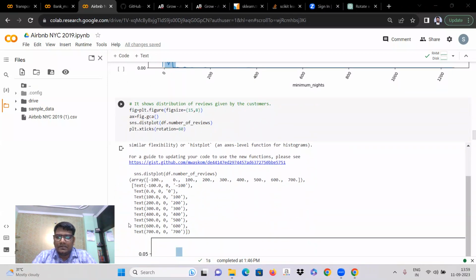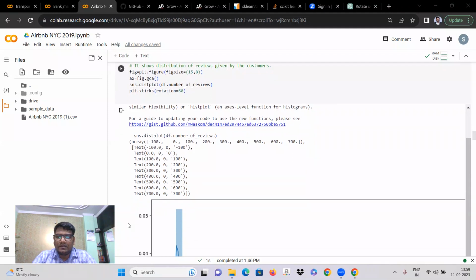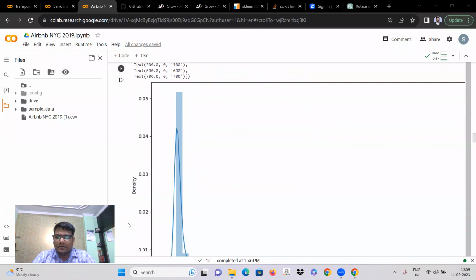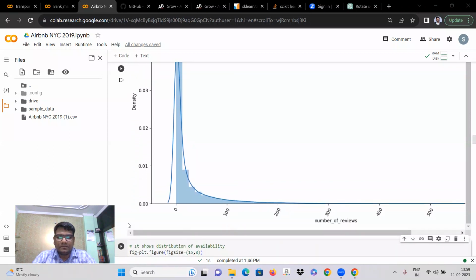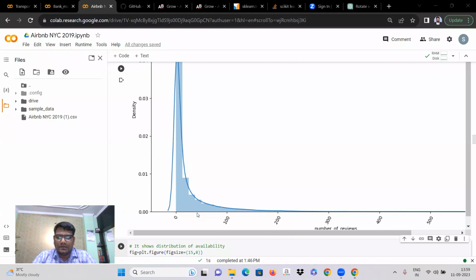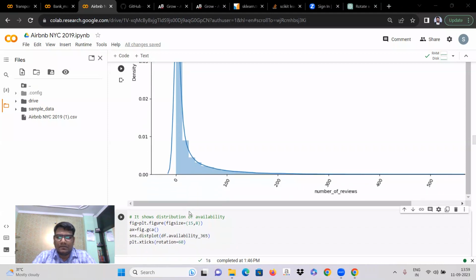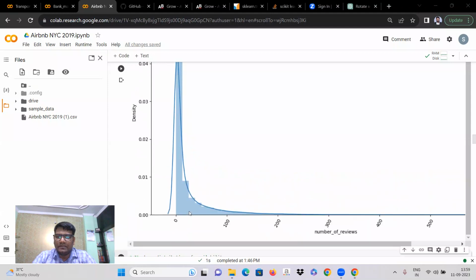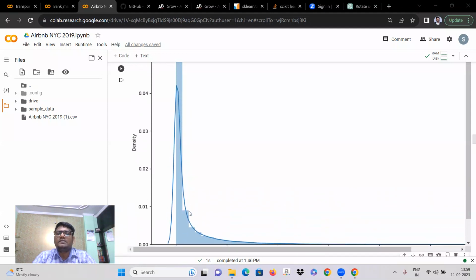So going further, we see the distribution of the number of reviews given by the customers. So this is the number of reviews, the places that got the number of reviews. There are certain places where customers have given the maximum number of reviews, and this actually correlates with the residences where customers used to stay a longer time.